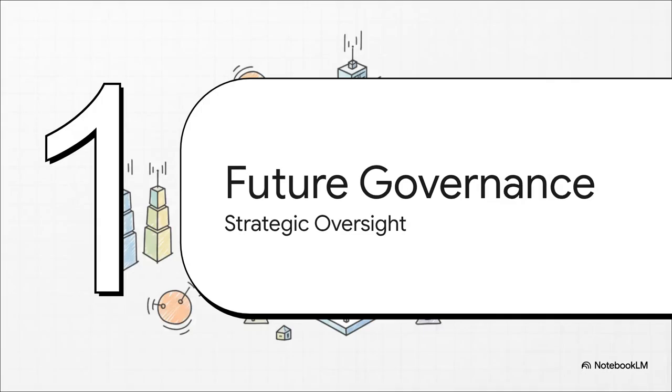Now let's elevate our thinking. Once you have dozens or even hundreds of specialized agents running in an enterprise, how do you manage, secure, and orchestrate them? This is the domain of strategic governance.